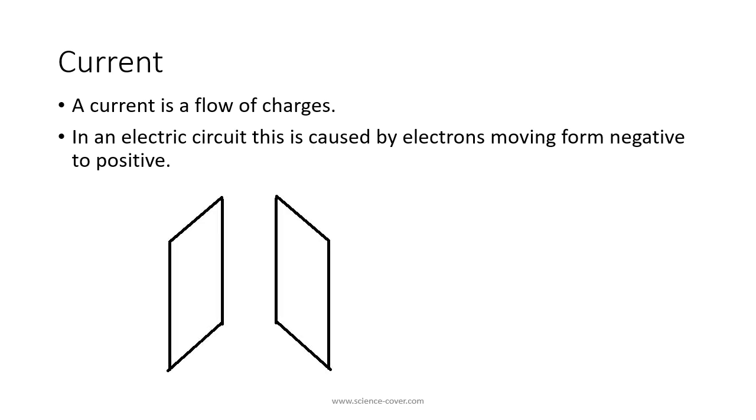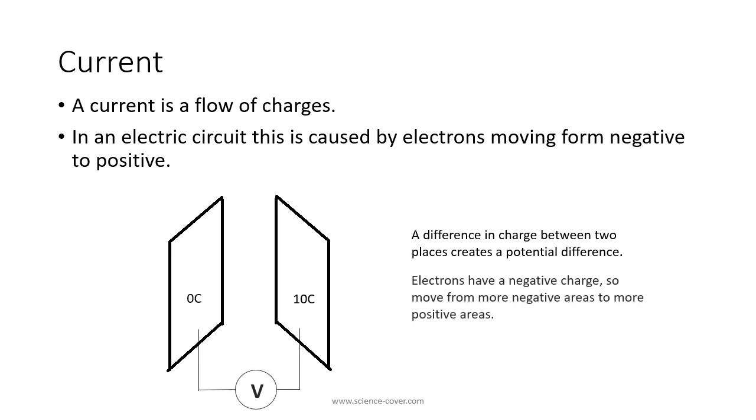Now, to get the electrons to move, we have to create a potential difference or a charge difference. So in this diagram, we've got 2 plates, one with a 10 coulomb charge and one with a 0 coulomb charge. So we have a potential difference because the 10 coulomb charge is more positive than the 0 coulomb charge. So if electrons are negatively charged particles, they're going to be more attracted to the 10 coulomb plate.